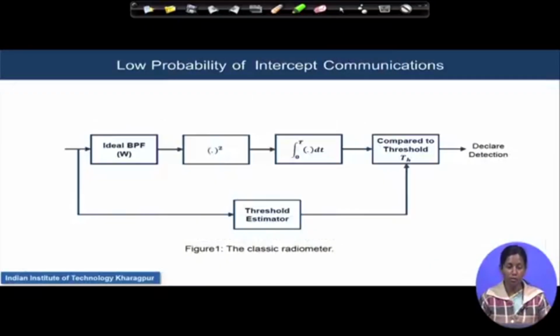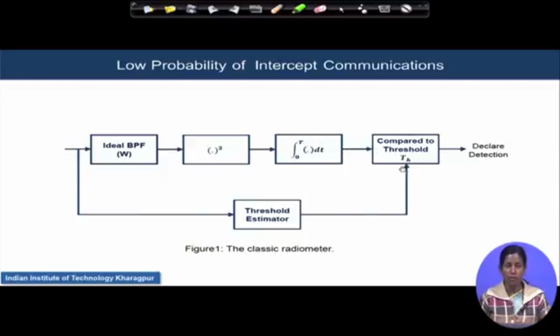The structure of this detector is something like this. It takes the incoming signal, it senses the incoming signal. The signal passes to an ideal band pass filter. Remember, the band pass filter bandwidth W will be almost matched with the signal, but it is not a matched filter kind of. The output of this band pass filter will be passed to a square law detector, and the output of this detector will be integrated over the time duration T.